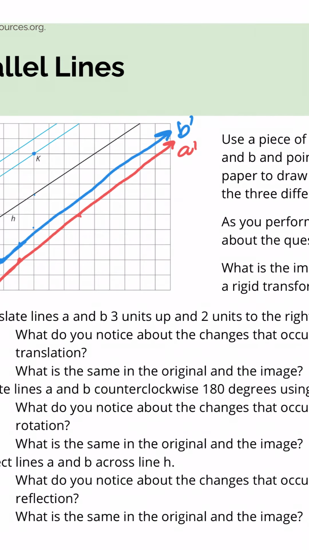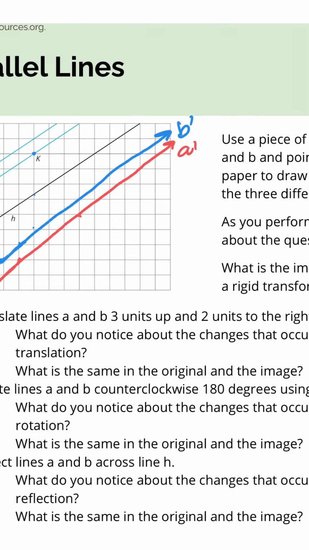In this last transformation, you were to reflect lines A and B across line H. For letter A, what do you notice about the changes? Well, the change that occurred is that line A is above line B, whereas line B prime is above line A prime, but it keeps that distance when we do the line of reflection. What is the same in the original and the image, so the pre-image and the image?